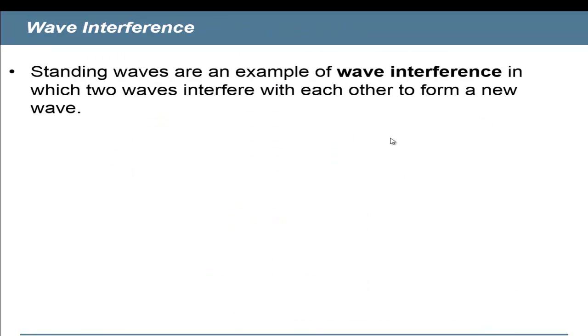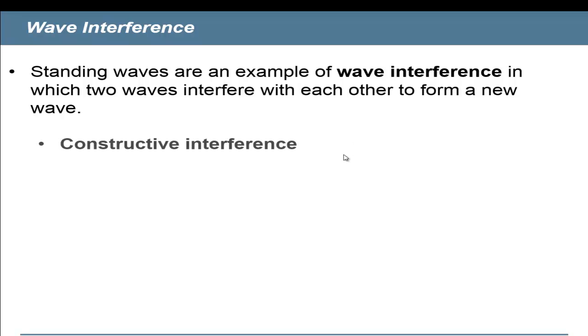So the standing waves that we were talking about are an example of wave interference, in which two waves interfere with each other in order to form a new wave. Not really any new concept here. It's just sort of putting some labels on some things that we've actually already discussed in our discussion of standing waves. So we have a couple different types of wave interference.